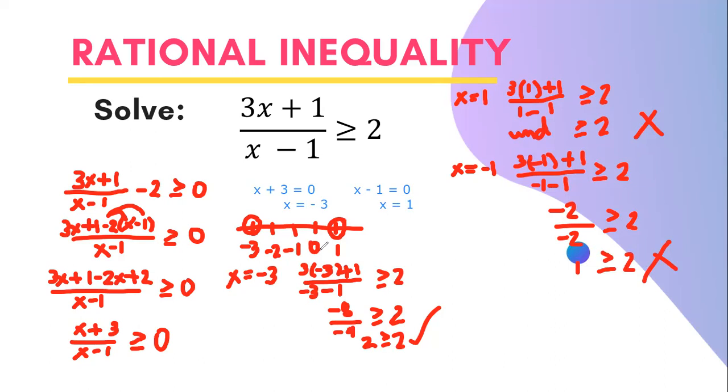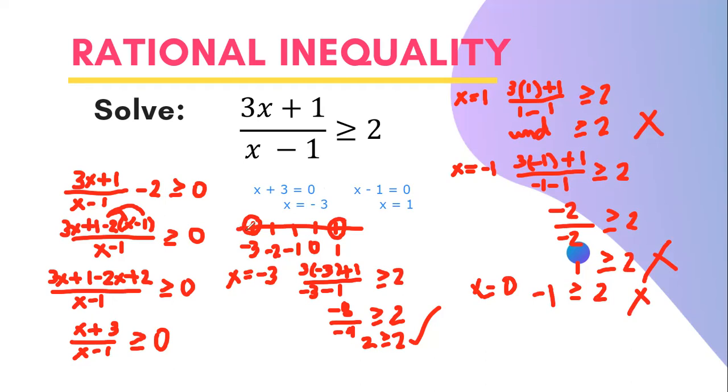How about when it is 0? What will happen to this? So 3 times 0 is 0 plus 1, we have 1. Then 0 minus 1 is negative 1. What is 1 divided by negative 1? It's negative 1. When x is equal to 0, is negative 1 greater than or equal to 2? Again, it's wrong.